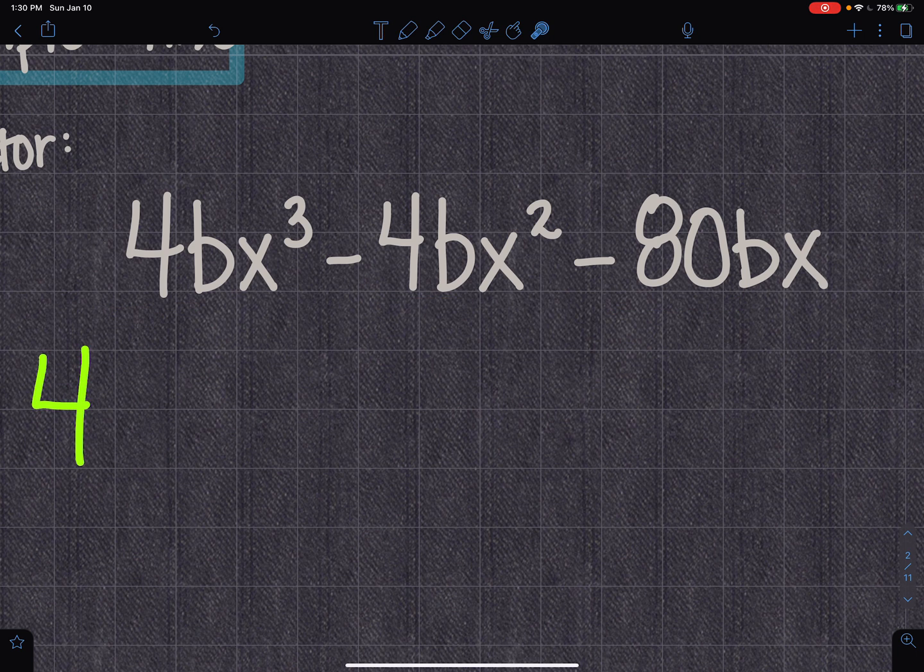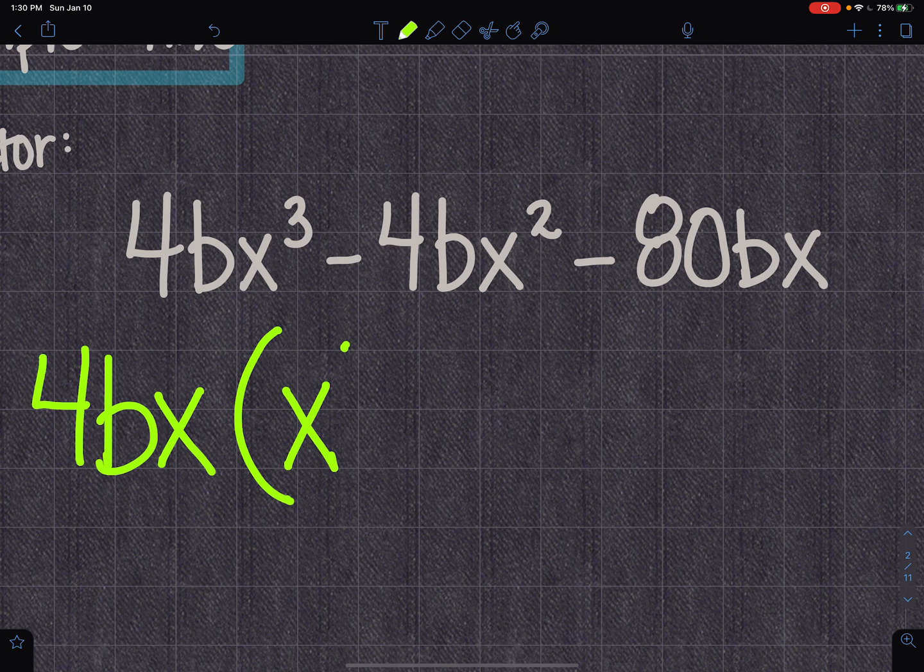Then I see that there's a b in everything. So let's get that b out of there. And then I see that there's an extra x because there's x cubed, there's an x squared here and an x. So then I'm going to pull out an x. And what am I left with? I've got an x squared for that first part. I've got a minus x, right? Because I already took out the 4 and the b and one of the x's. So just a minus x.